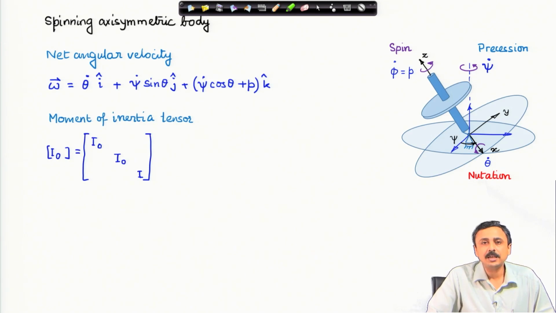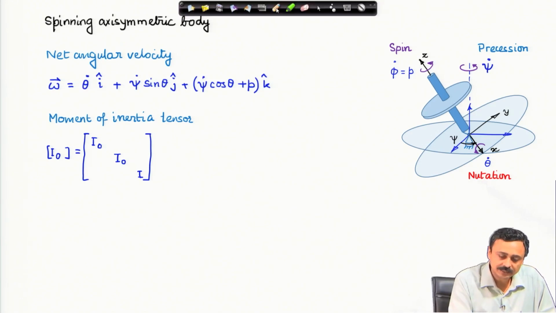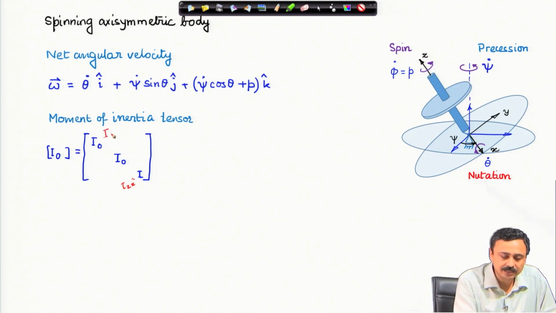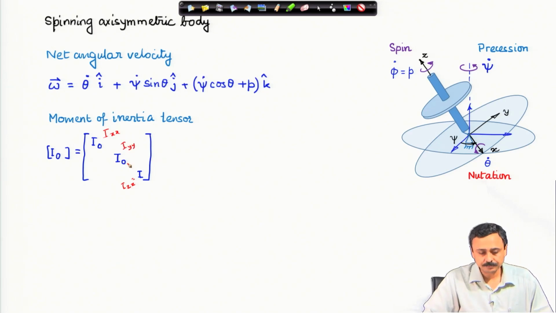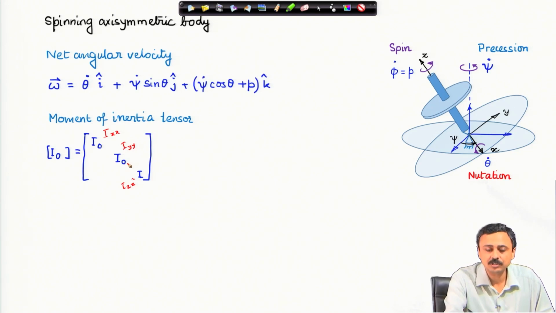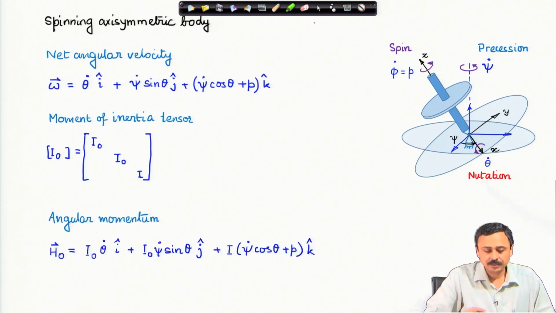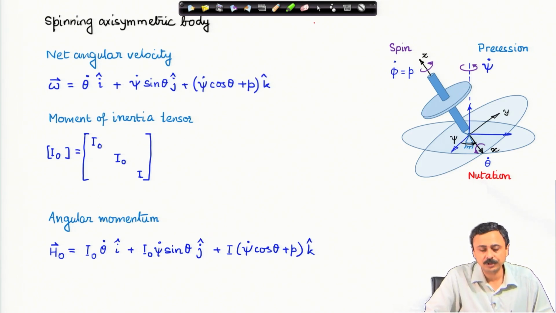Now, the moment of inertia tensor, as I mentioned, in this frame x y z is constant. The moment of inertia about the axis of symmetry is I, which is I z z actually, and because of symmetry I x x and I y y are the same, and that is denoted by I naught, and these are fixed quantities, constant in this frame. Therefore, defining the angular momentum is straightforward. This is the expression of angular momentum. You multiply the moment of inertia tensor with the angular velocity, and this is your angular momentum about the point O. This is a fixed point in inertial space.